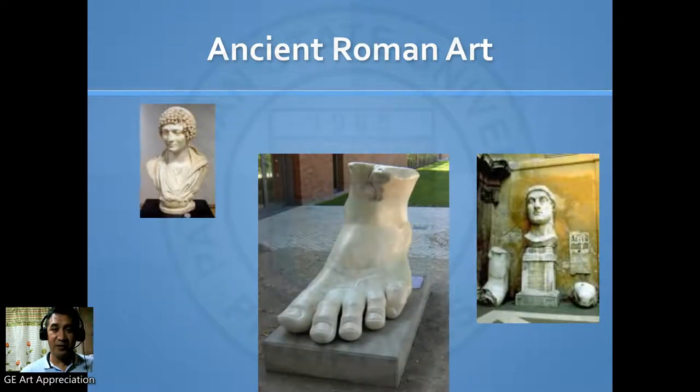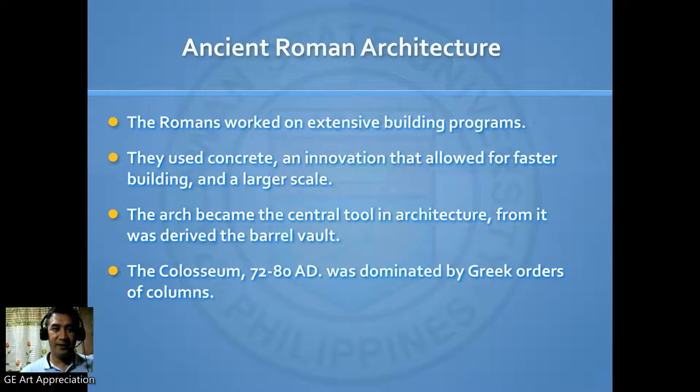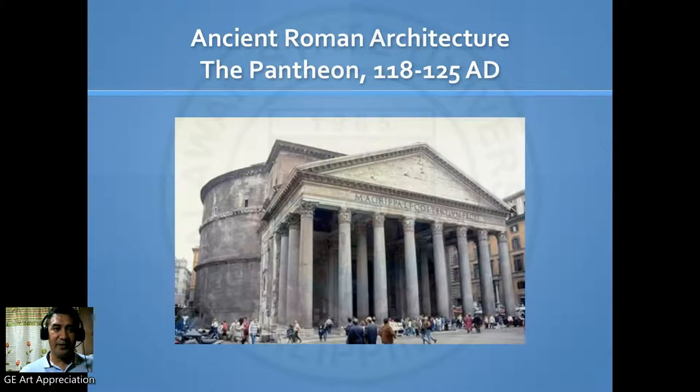So these are the ancient Roman art. Ancient Roman architecture: the Romans worked on extensive building programs. They used concrete, an innovation that allowed for faster building and a larger scale. For example, the Colosseum, 72 to 80 AD, was dominated by Greek orders of columns. Here is the ancient Roman architecture, the Pantheon, during 118 to 125 AD.